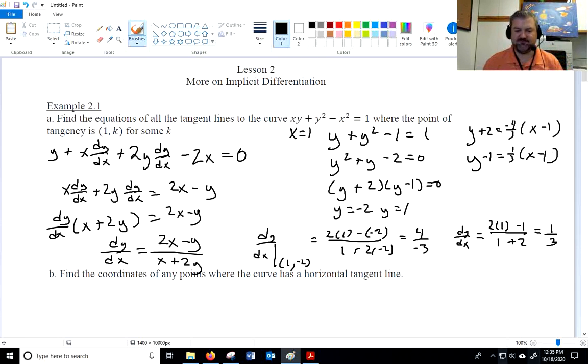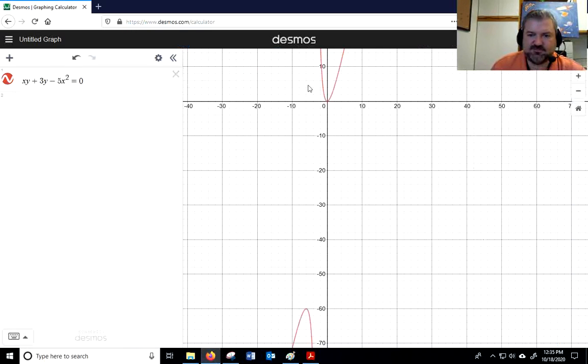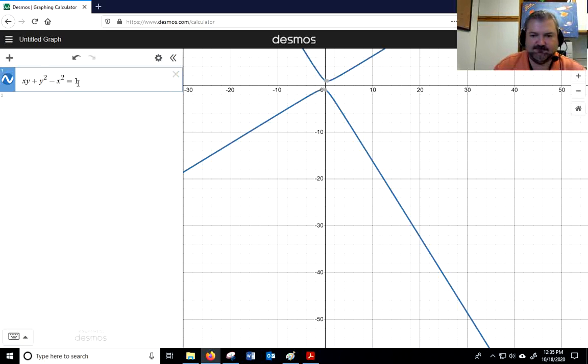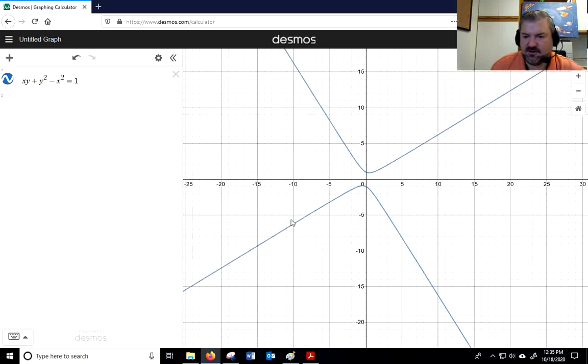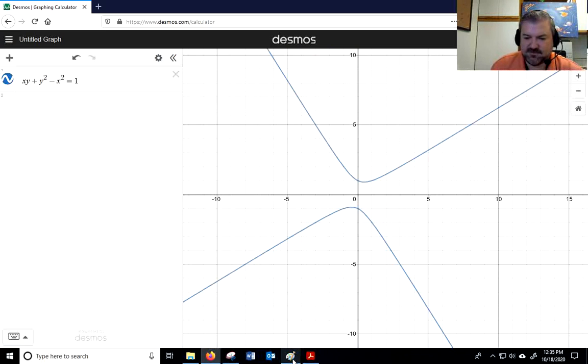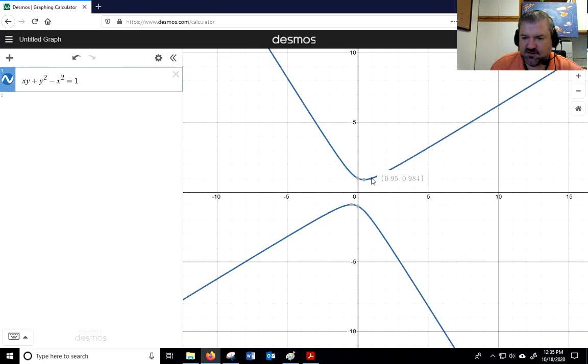Let's pull up a graph. So I'm going to just type in the equation right quick here on Desmos. So we have xy plus y squared minus x squared equals 1. All right, so we have this kind of angled hyperbola looking thing. And we talked about x equaling 1, so it looks like, yeah, we have a line there.